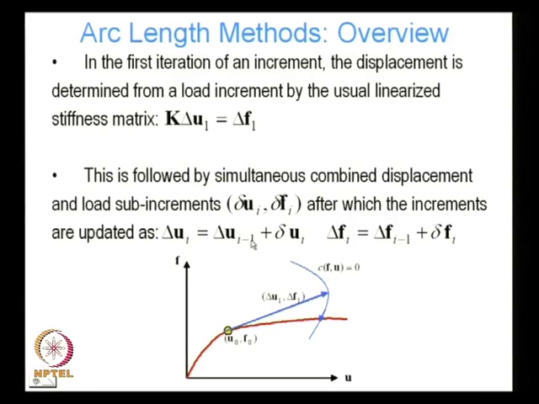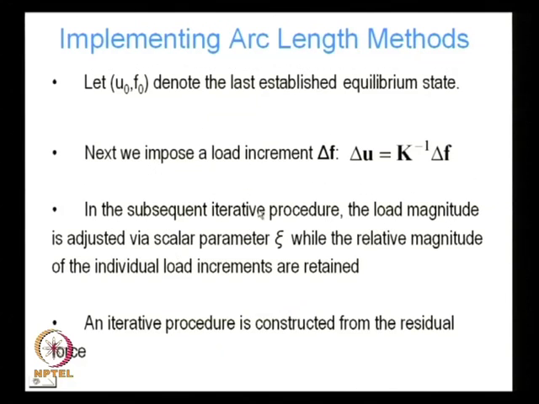So, delta u_i equals delta u_(i-1) plus the increment in u_i, and delta f_i equals delta f_(i-1) plus the increment in f_i. So, I am going from here to here in these little iteration steps, which are denoted by i. Iterations, sorry. So, let u0, f0 denote the last established equilibrium state.